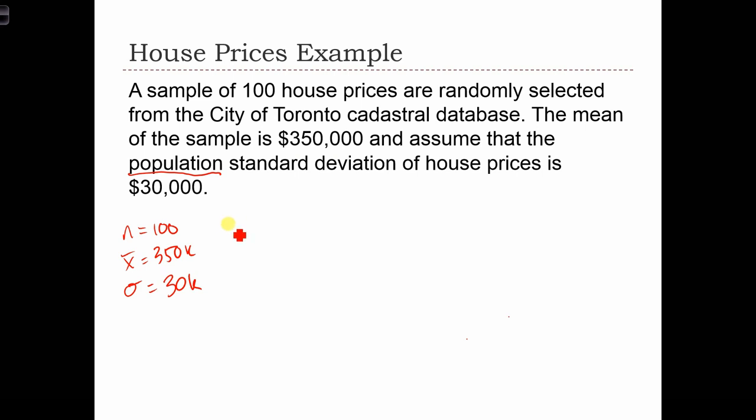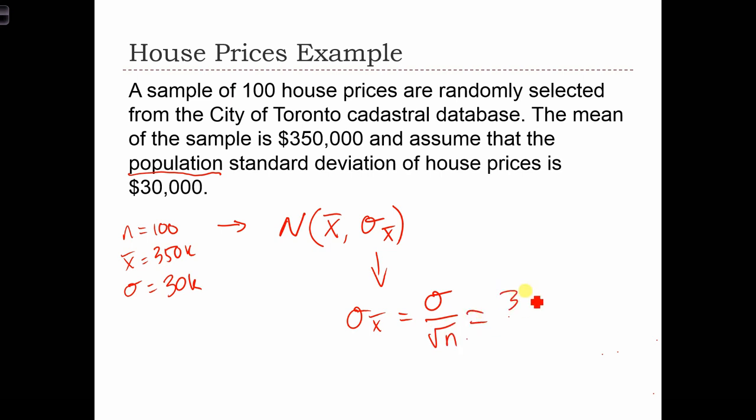We know that the sampling distribution is going to be normal because n is greater than 30. So it's going to be normally distributed, and it's going to be centered at x bar. It's going to have a standard deviation equal to the standard error of the mean. The standard error of the mean is just equal to sigma, when sigma is known, over root n. So in that case, it equals 30,000 divided by root 100. That equals 3,000. So we now know the sampling distribution of the mean.